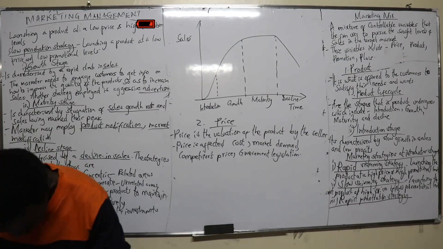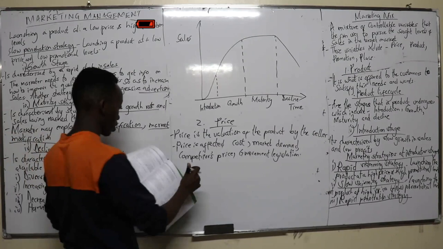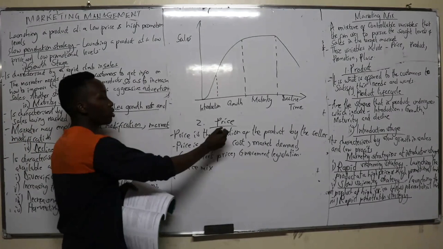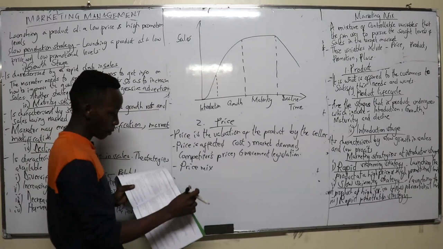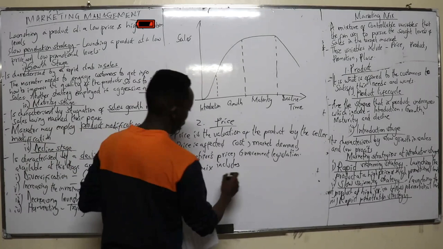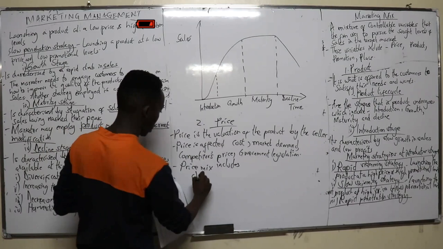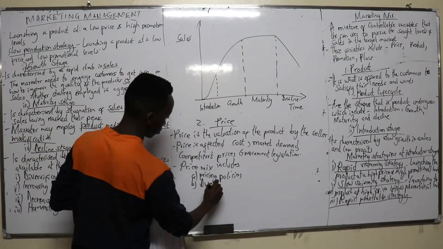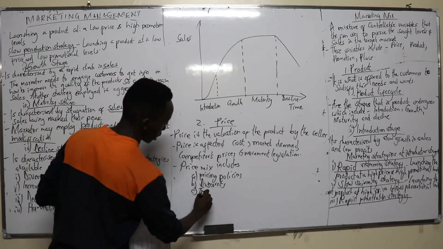So for this one, you can say a price mix. Now, when you're saying a price mix, these are some of the policies that you can institute to ensure that you sell your goods at an affordable price. So a price mix includes, one, the pricing policies dictated by the company. Also, the discounts to be offered. Also, the terms of credit sale.